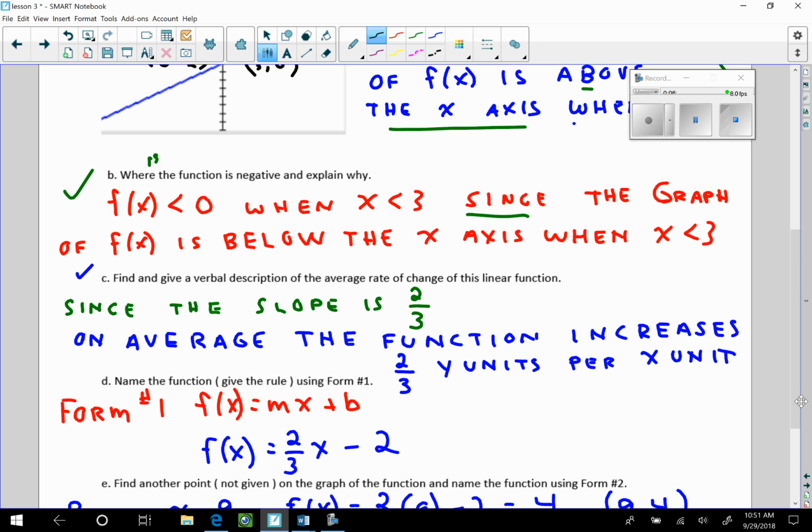And therefore, we would talk about the verbal description of the average rate of change. We would say, on average, the function increases. It increases since the slope is positive, 2/3 y units per x unit.